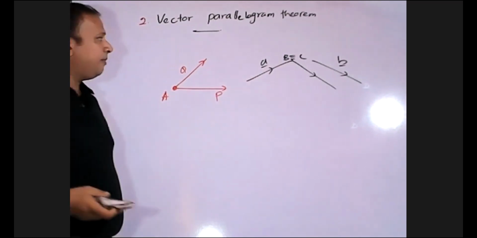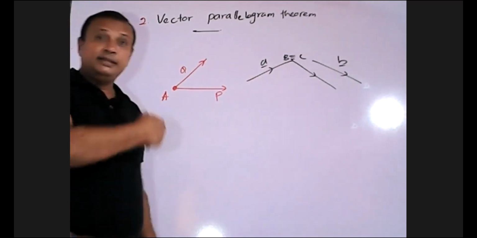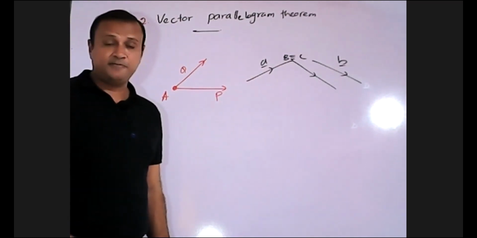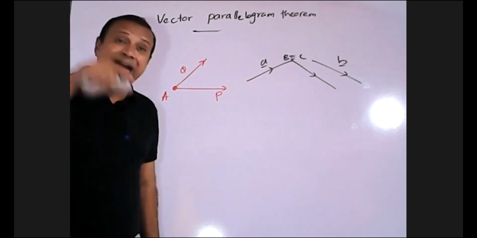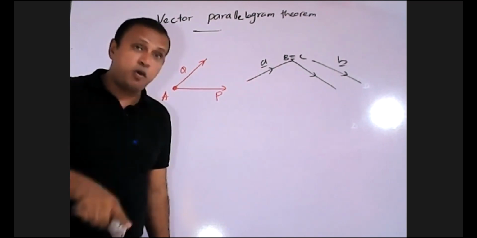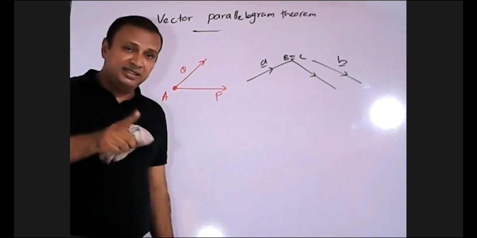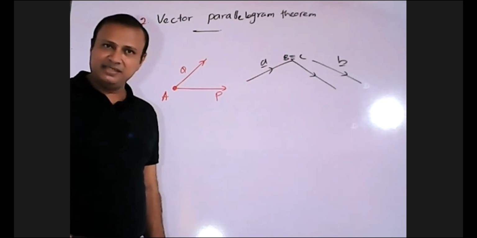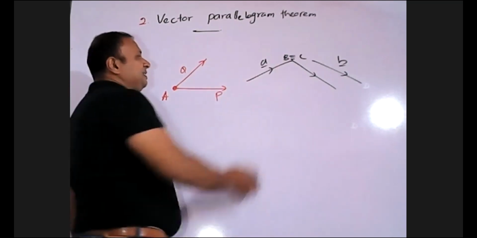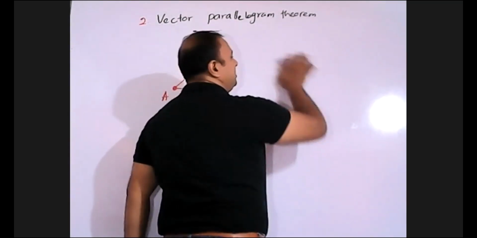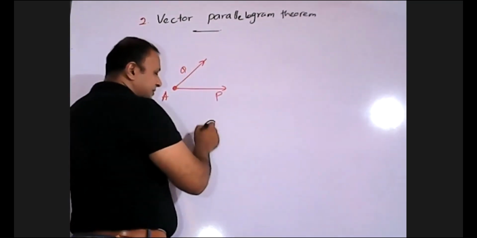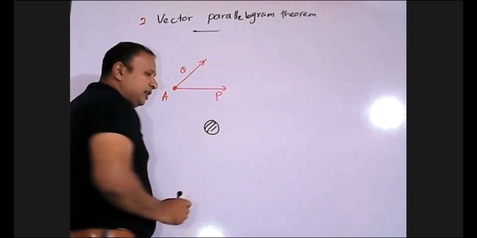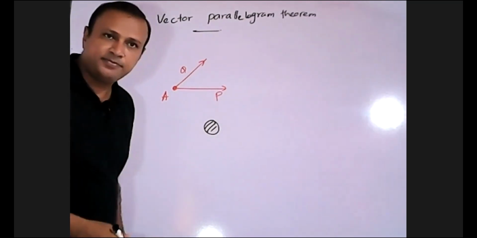But this case is different. What is different? These two vectors are acting at the same point. That is the difference. It is something like force. Suppose there is a small mass. A small mass can be taken as a point.